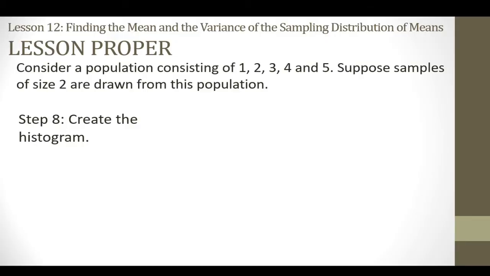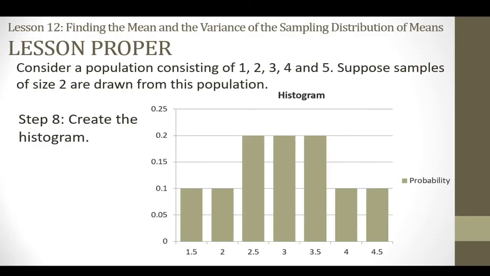Now, let's create the histogram. So, base dun sa ating table kanina, yan yung ating histogram. Again, dito sa part na to, yung y-axis, yung probability, then yung sample means natin ay sa x-axis. Kuha ba? Okay, good. Again, y-axis is the probability, x-axis yung sample means. Ayan. Kuha ba? Okay, good.